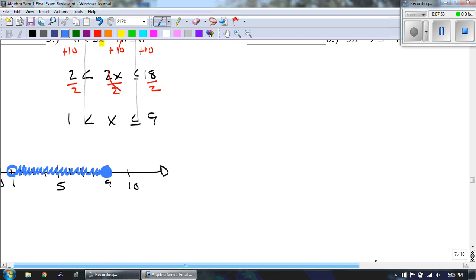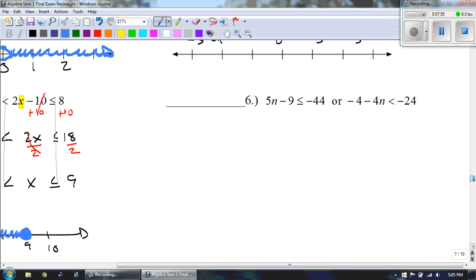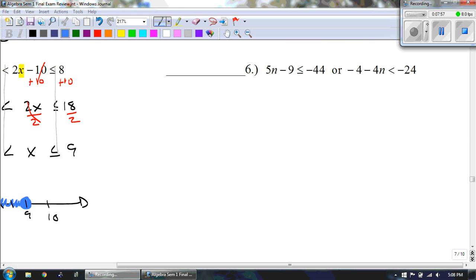All right, let's look at number 6. Okay, so number 6 is a compound inequality. We have 2 separate inequalities, and we're going to treat them like that. Okay, so first we have 5n minus 9 is less than or equal to -44.